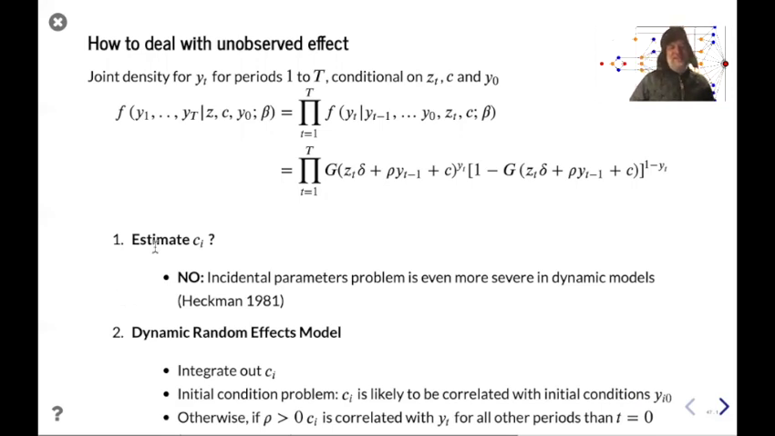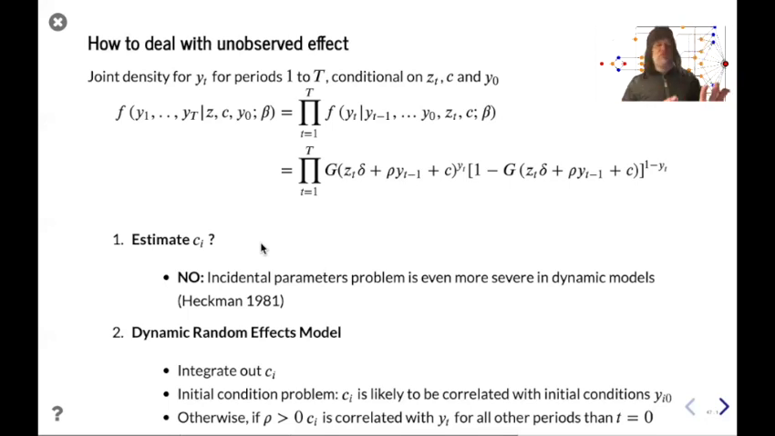Doing c, estimating that as a coefficient, is not necessarily a good idea. I talked about the incidental parameters problem, which results in inconsistent estimates, not only of those c_i parameters, but also of the parameter beta that you're interested in.